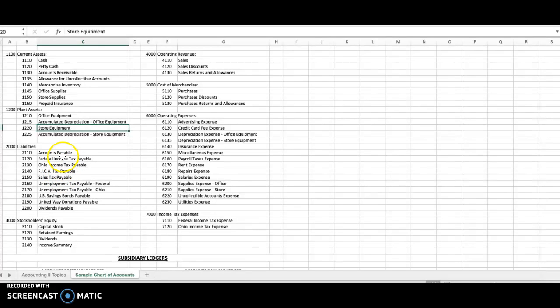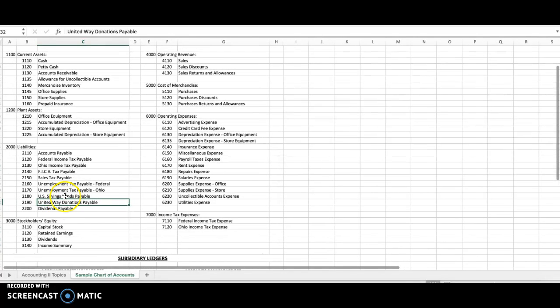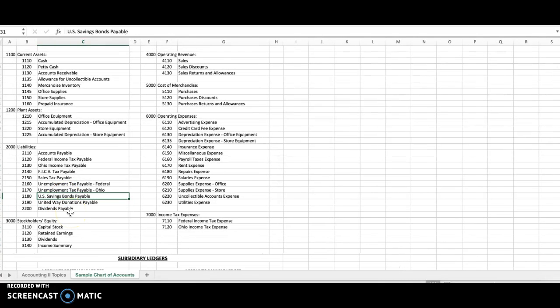Liabilities, a lot of these we've had already, and we'll be adding some new ones. For example, U.S. savings bonds payable, United Way donations payable. These are deductions we make from our employees. It's a service we offer to them. We deduct the money and then donate it to United Way, or we purchase U.S. savings bonds for the employee using the money we withheld from them.